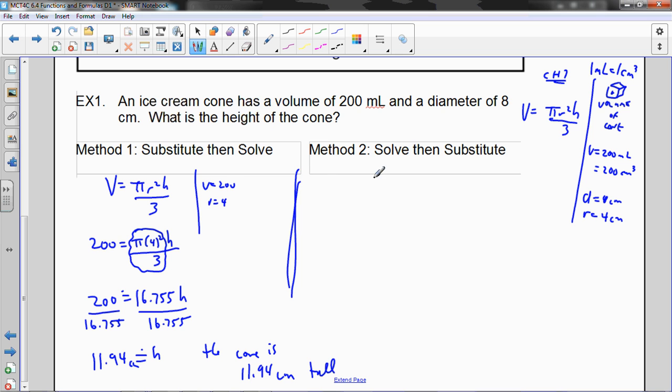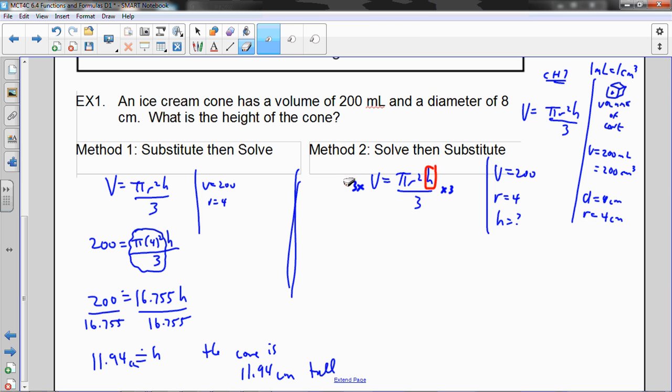Well, solve then substitute is what we did in the second half of the 3-minute review. The volume was still 200, the radius was 4 still, but instead of finding the height and substituting straight in, I'm going to solve for that. So I think I got to get rid of everything but h here. Well, what am I going to do? I do the opposite of dividing by 3. The opposite of dividing by 3 is multiplying by 3. So I'm going to multiply by 3 on both sides. Maybe I'll make that a different color so it stands out.